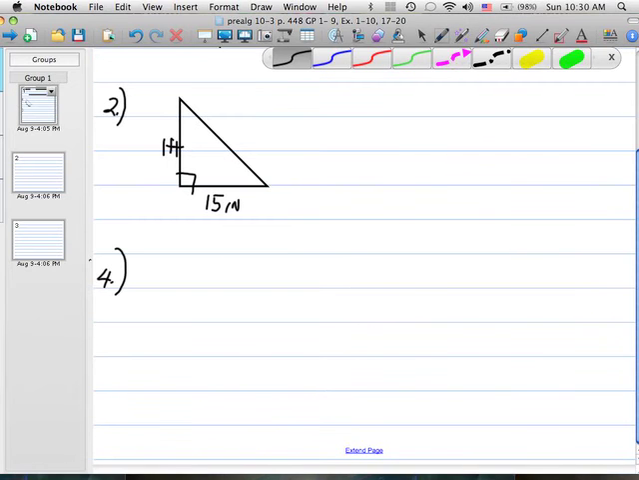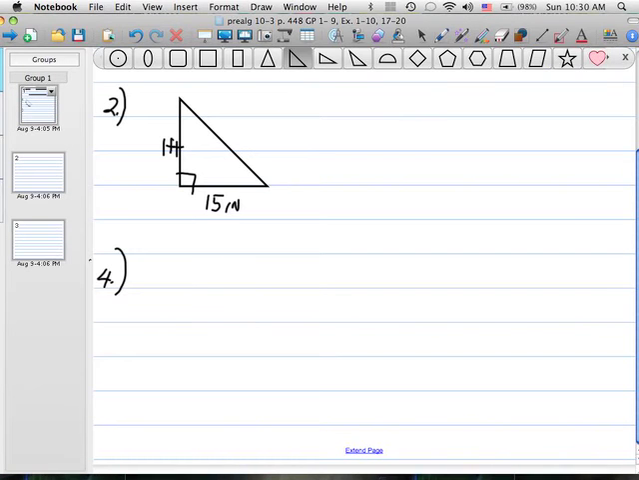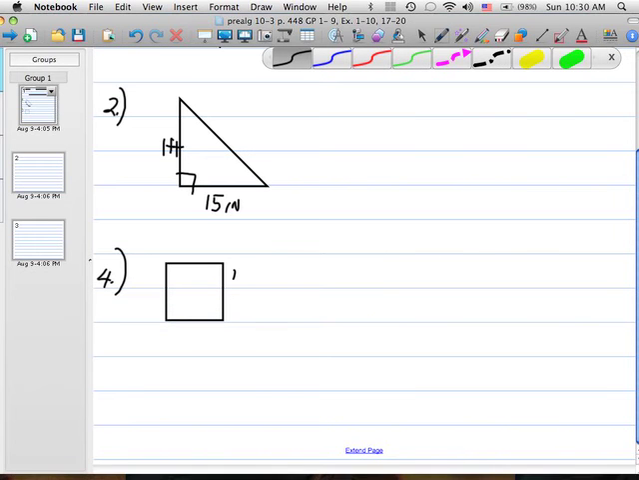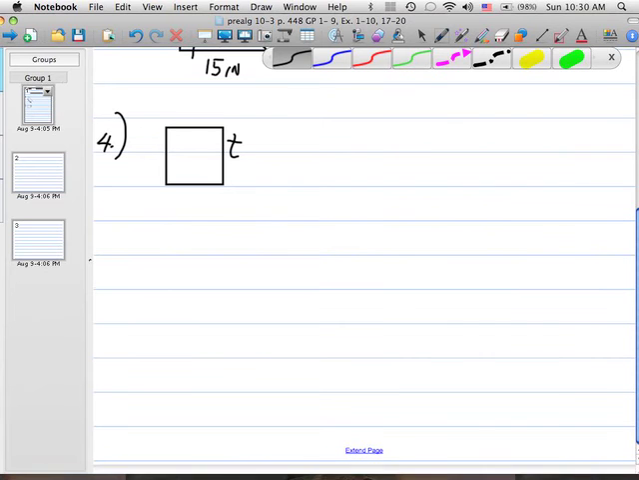Problem number 4, make a sketch of a square with a side that measures t inches. So draw a square and a side that measures t inches. Problem number 6, find the area of each figure. Number 6 is a triangle.